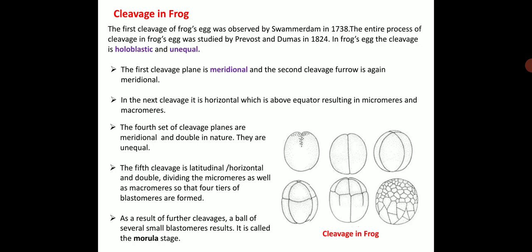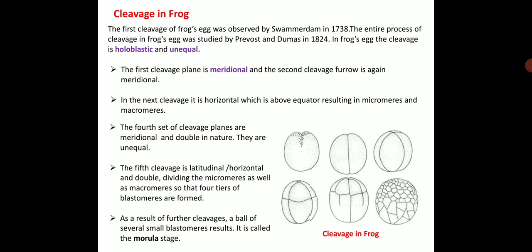So when you move on with the cleavage, just look into the picture. The first cleavage plane is meridional and the second cleavage furrow is again meridional. That means it will bisect both the poles. In the next cleavage, it is horizontal, which is above the equator, resulting in micromeres and macromeres.